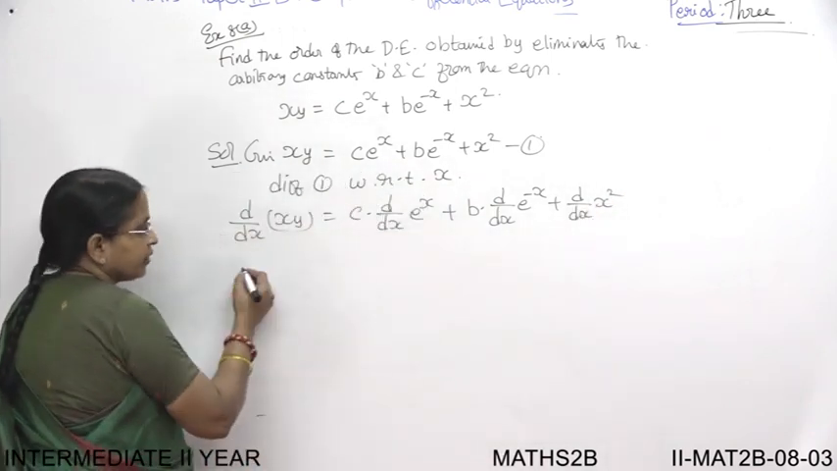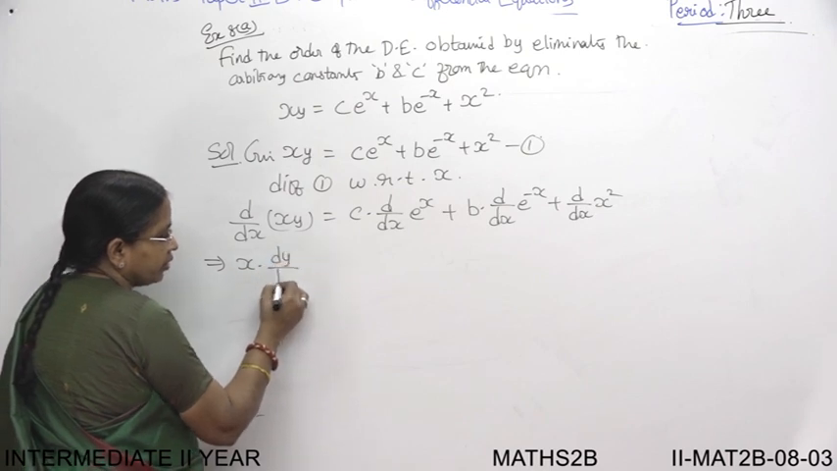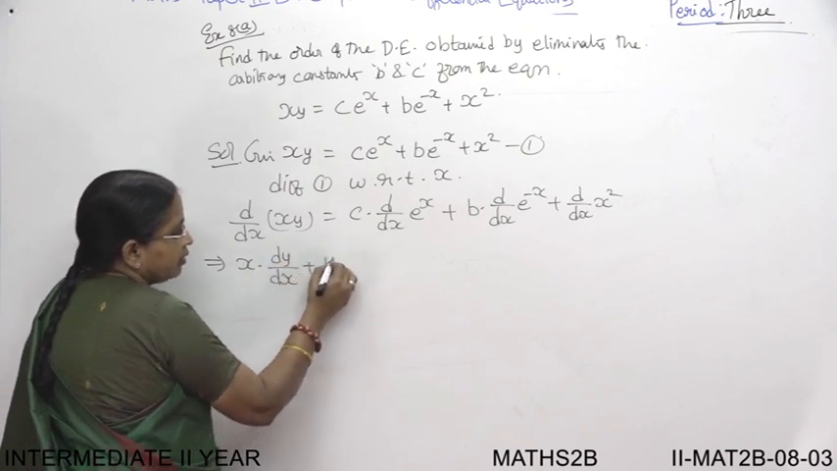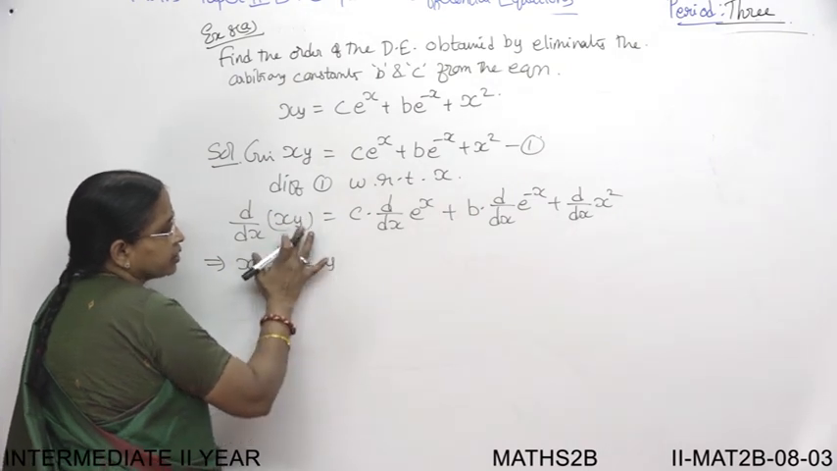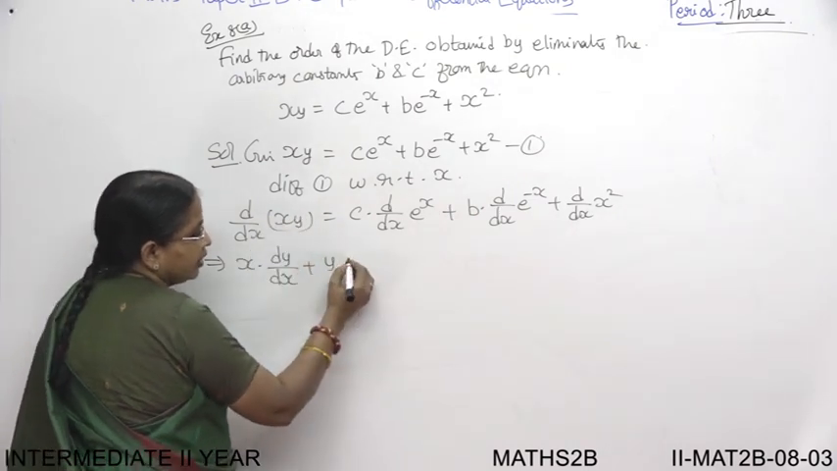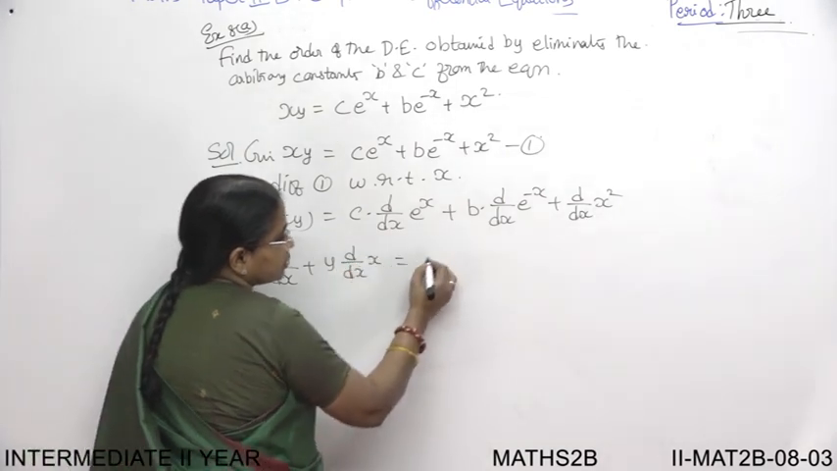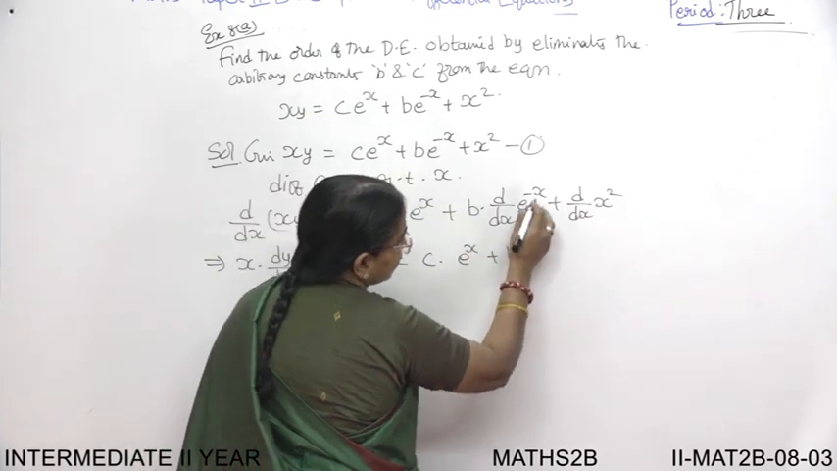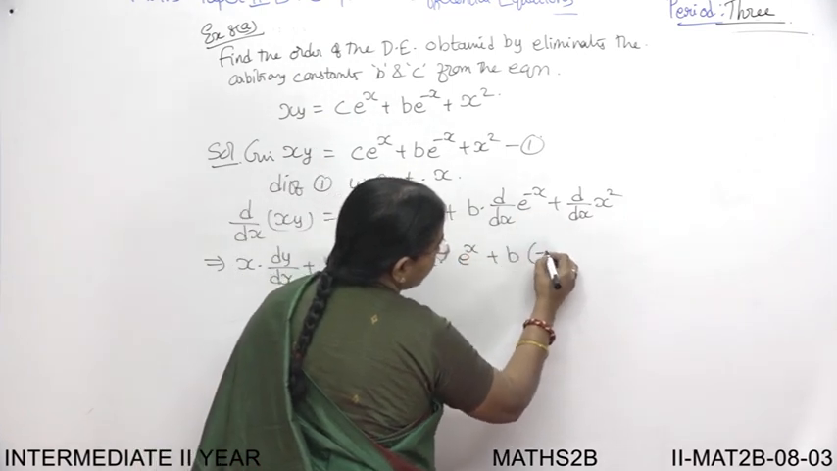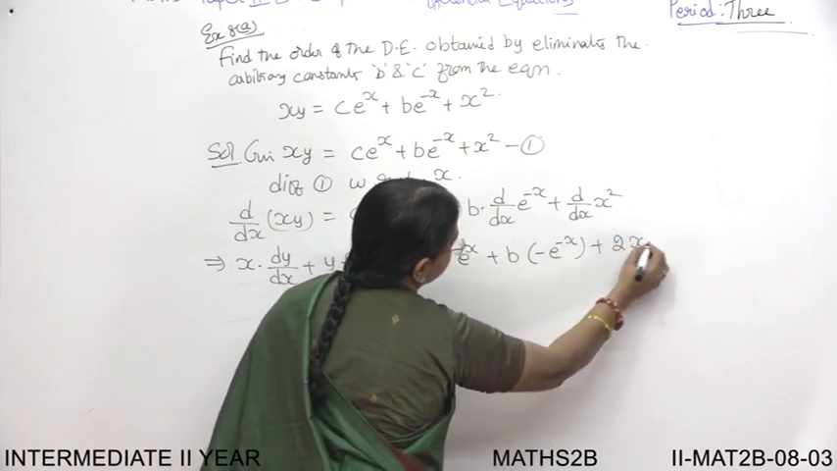Now derivative of xy, you have seen: x into derivative of y, 1 into dy by dx. That is first function into derivative of second function plus second function into derivative of first function, d by dx of x, is equal to c into derivative of e power x plus b into derivative of e power minus x, minus e power minus x, plus derivative of x square, 2x.